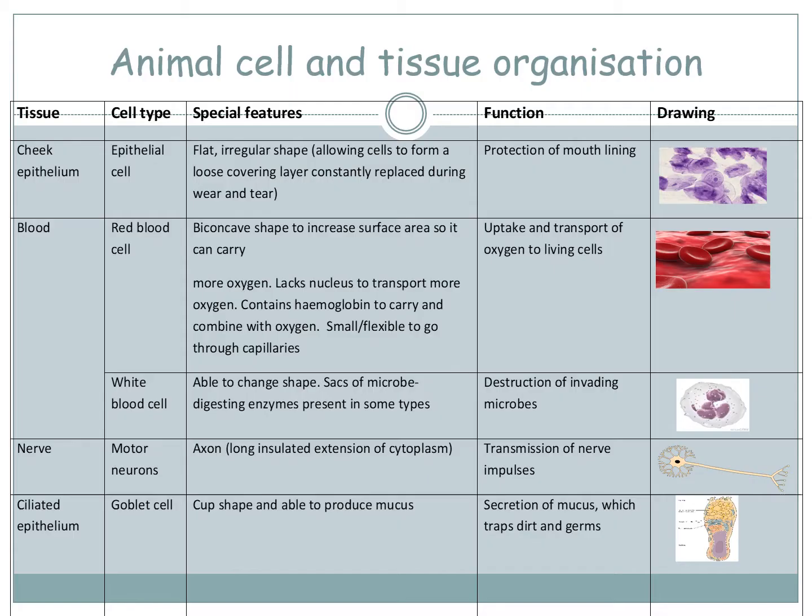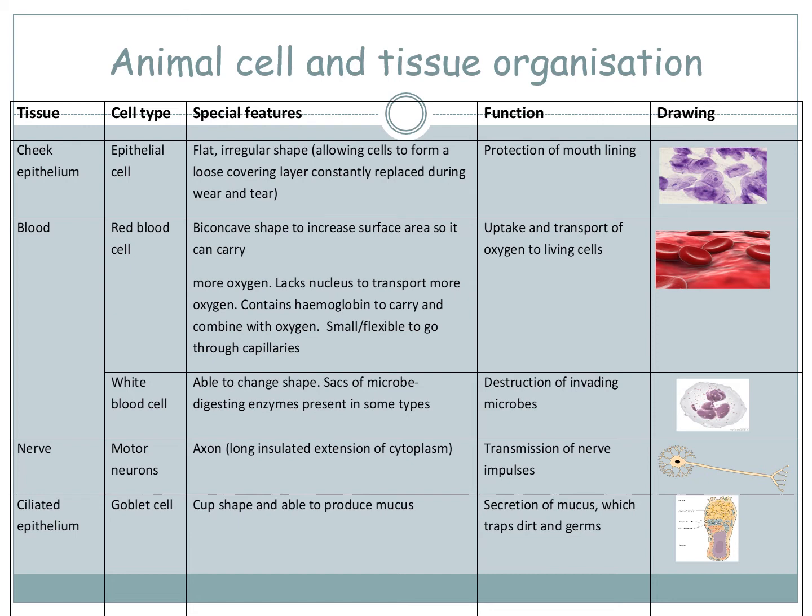So the answers would be for animal cell and tissue organisation. The first tissue that we're going to look at is cheek epithelium. The cells that make up cheek epithelium would be the epithelial cells, and their special features are that they are flat, irregular shapes that allow cells to form a loose covering layer that's constantly replaced during wear and tear, and their function is the protection of the mouth lining. And then there's a picture of the epithelial cells.